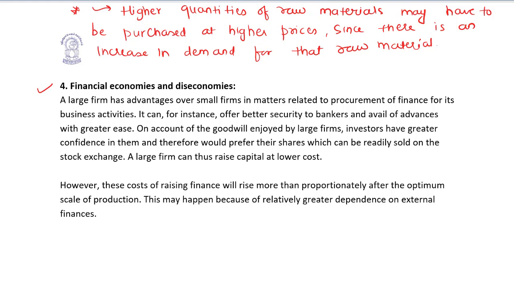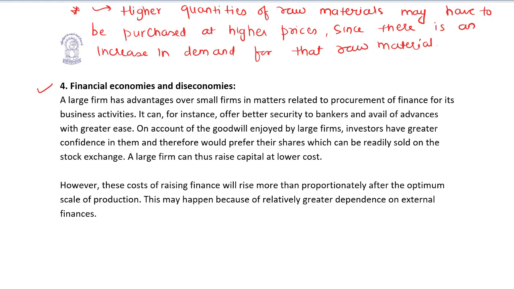If I talk about financial diseconomies, it could be seen as what happens after a certain point of time. These big firms depend upon more external sources of finance, and because they are dependent upon loans and credit, the rate of interest charged could be so high, then this could lead to diseconomies or disadvantages of scale. Let us see it over here.